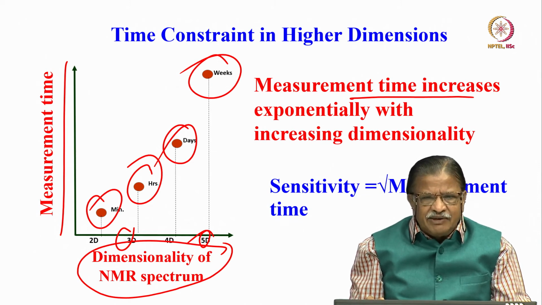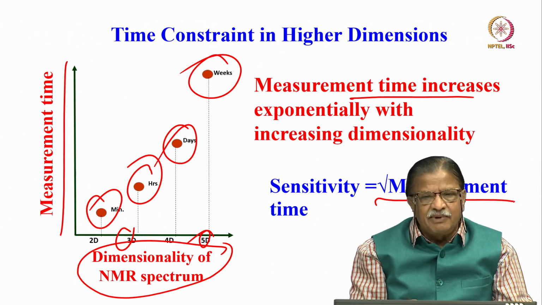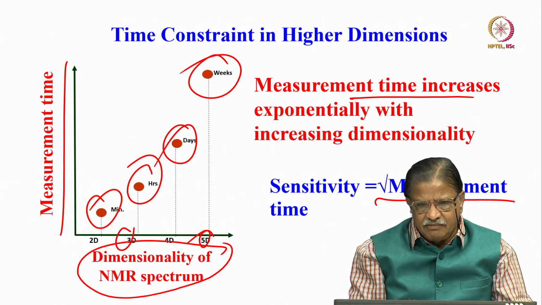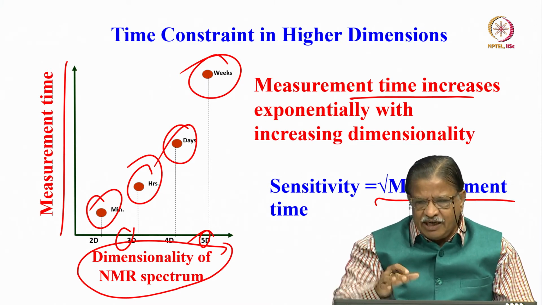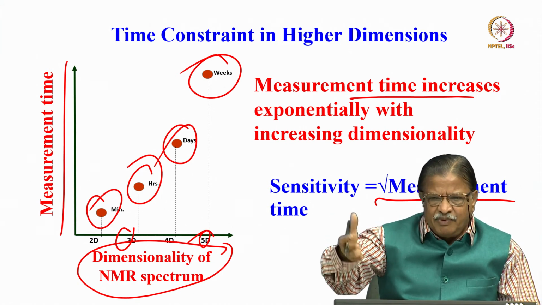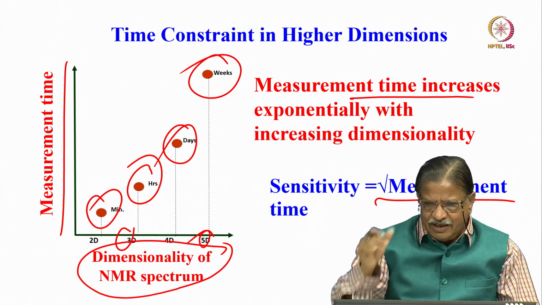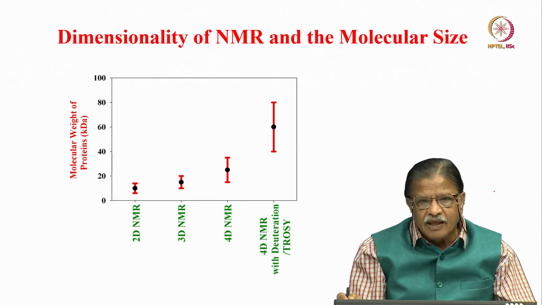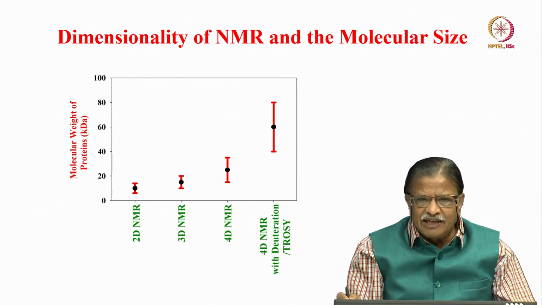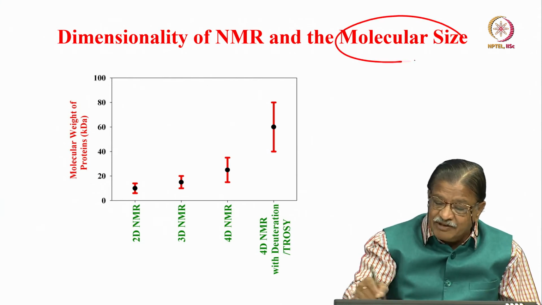Further, the sensitivity also goes by the root of measurement time, that you should understand. We discussed in the very first course about signal to noise ratio, everything. How many times you have to acquire the signal to get the S by N of root of n, all those things we discussed, right? So it also goes by measurement time. And it also depends upon the size of the molecule you are looking at.